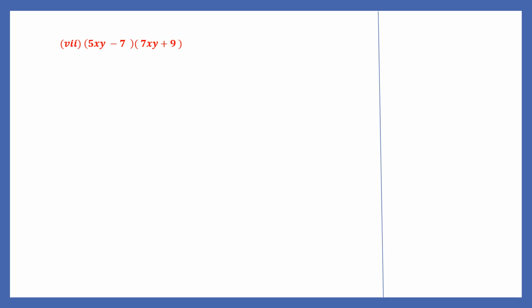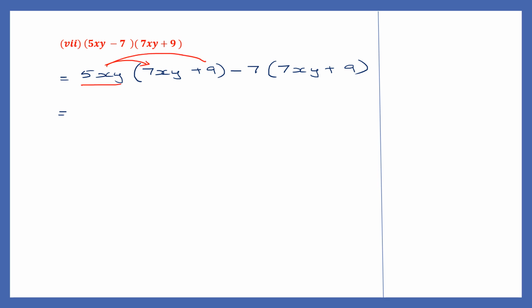Question 7. So here again, let's take the first term of the first binomial and multiply it with the whole of the second binomial, 7xy plus 9. Let's take the second term, minus 7, multiply the whole here, 7xy plus 9. Again here, let's multiply 5xy first into the first term and then into the second term.